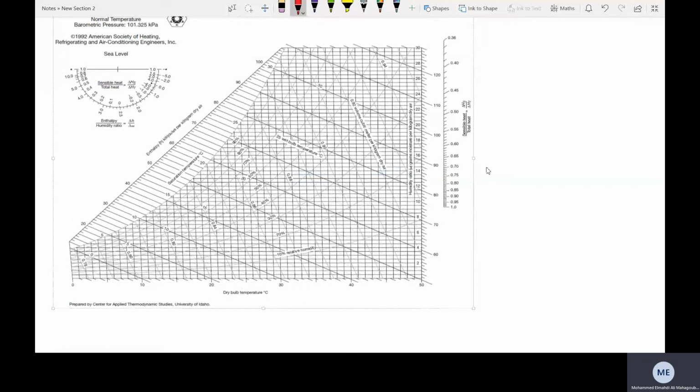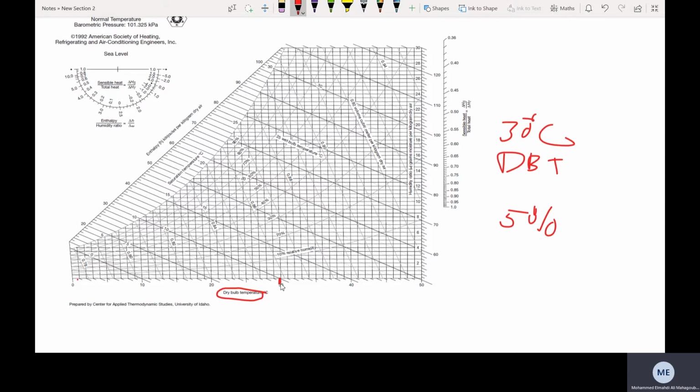psychometric chart. So let's say that we have an airflow at 30 degrees dry bulb temperature, and maybe 50% relative humidity. So this is the axis of the dry bulb temperature. This is 30 degrees, and 50% relative humidity is going to be this line. Here, the intersection between this line and this line, now you located the point.